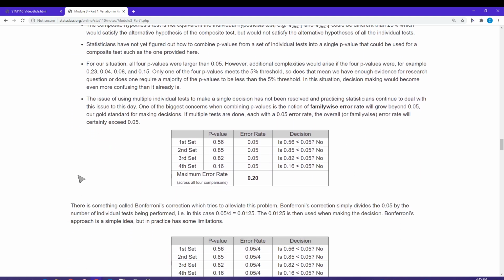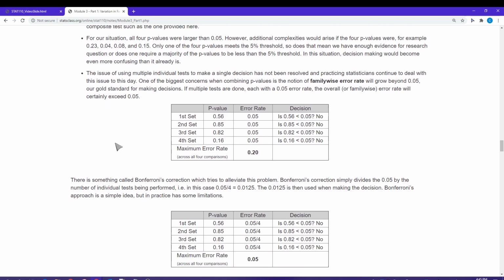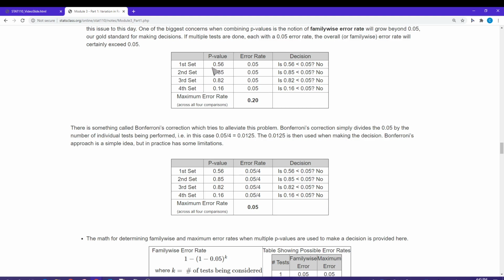There's another issue as well, and that is a concern about the family-wise error rate that you would have in your analysis. If we compare each of the individual p-values to 0.05, and here we have 4 of them, we would be comparing 0.56 to 0.05. We'd be comparing the second p-value, which was 0.85, to 0.05. We do that all the way through. We're not going to have a 5% error rate when we're done, but instead we're going to have a maximum error rate of 20%. We do not want an error rate of 20% when trying to make a decision about a research question.